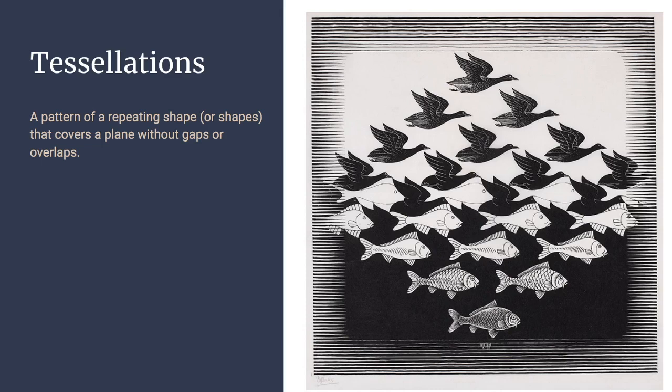So this is another example, like the previous slide, of a tessellation, where there are certain areas that have that repeated pattern with no gaps or overlaps in the shapes.